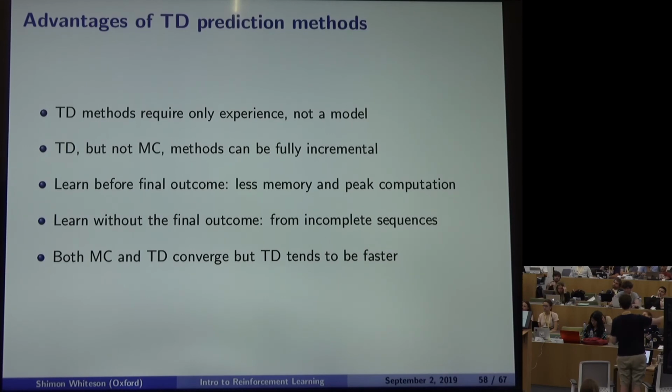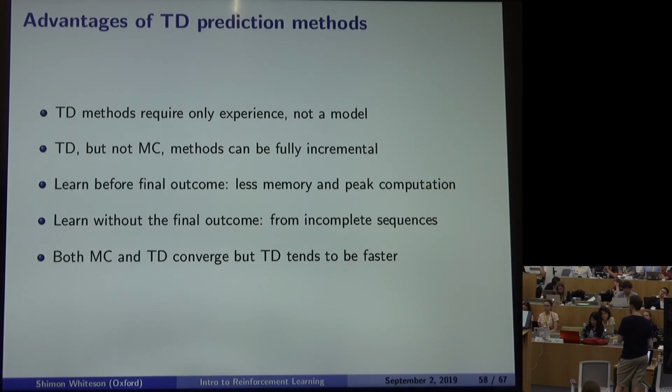And we don't have peak computation where at the end of the episode we suddenly have to do a lot of computational work. The computational work is distributed throughout time because at every time step we get another sample and we can immediately do an update based on that sample. We also don't have to have entire sequences like we would with Monte-Carlo methods. If I just give you a pile of samples that are in no particular order and aren't connected into episodes, you can still learn from them.